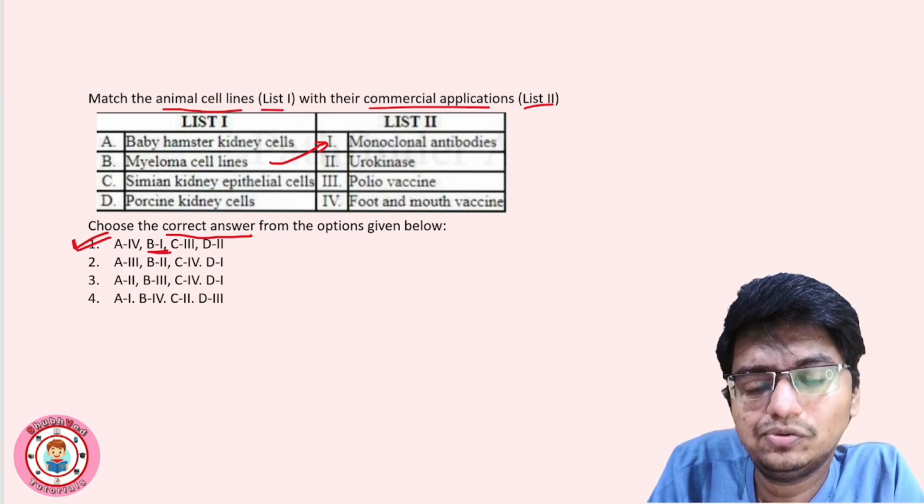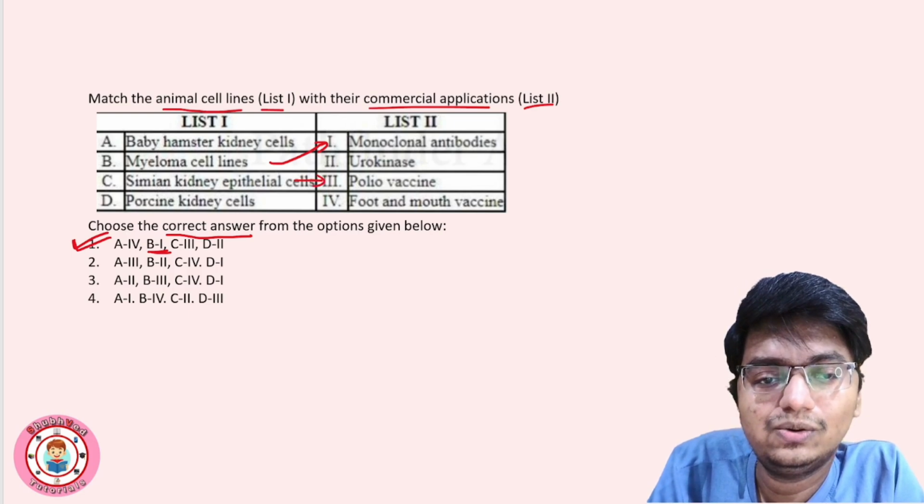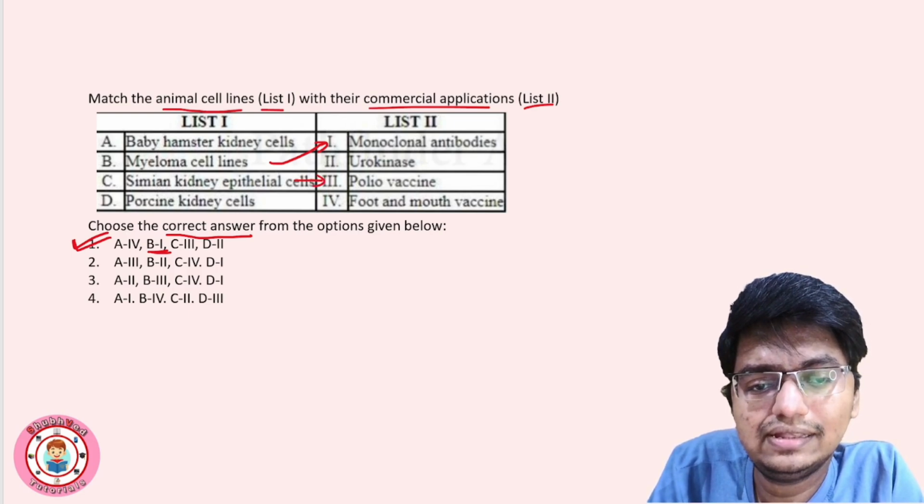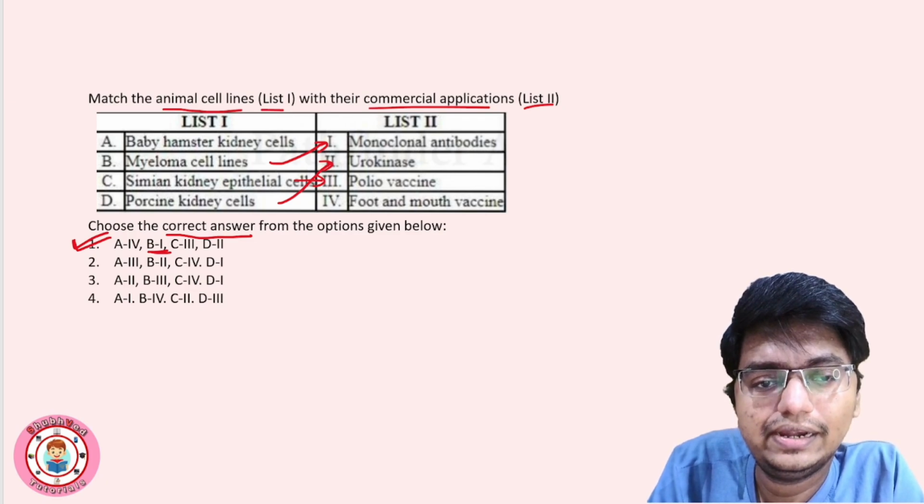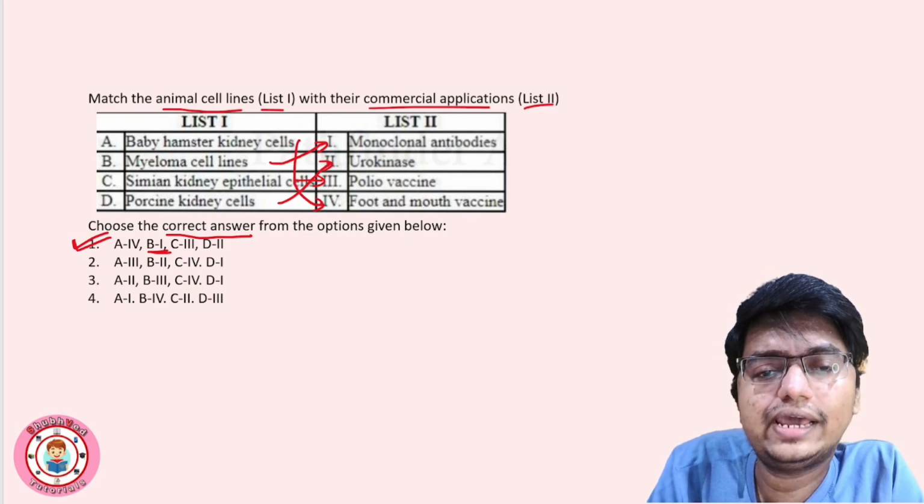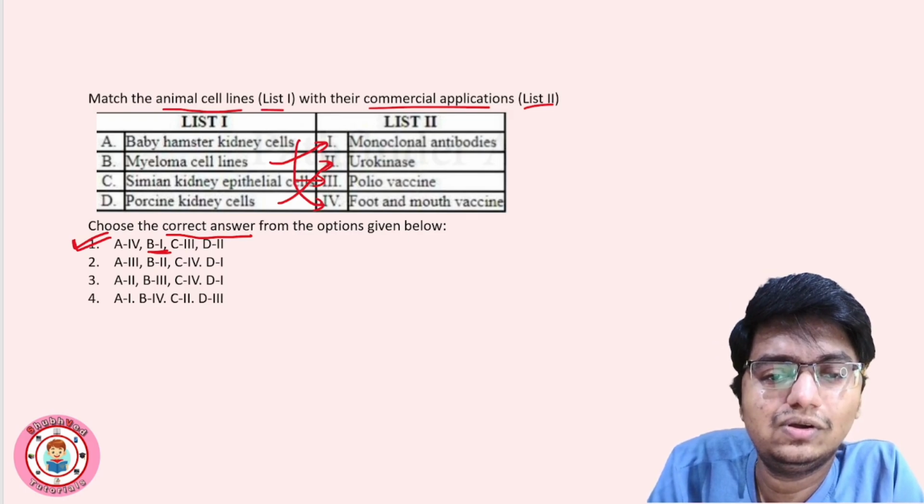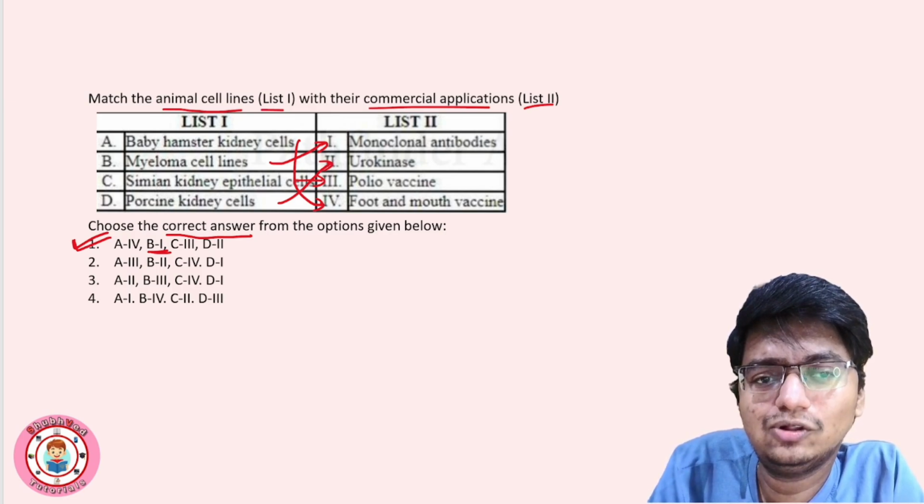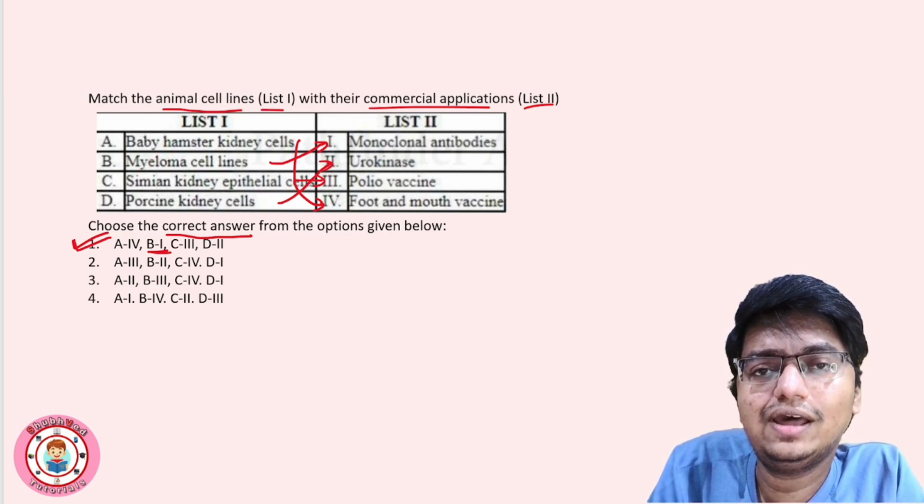Then see the next options: simian kidney epithelial cells, polio vaccine. Okay, then porcine kidney cells, urokinase, and baby hamster kidney cells, foot and mouth vaccine. Okay, so you have to remember the other things also, but our motto is how you can solve quickly.